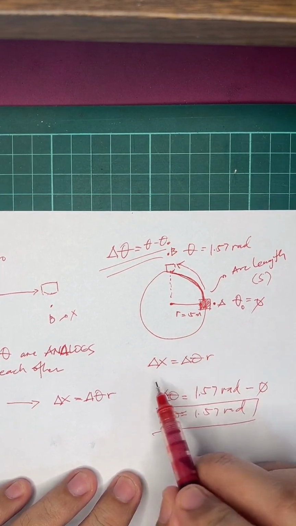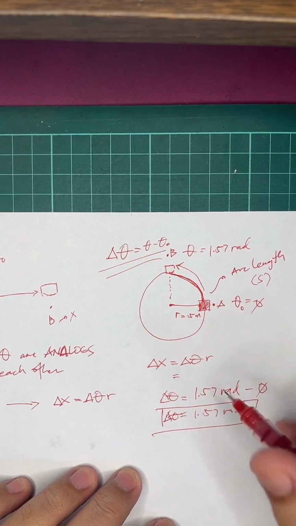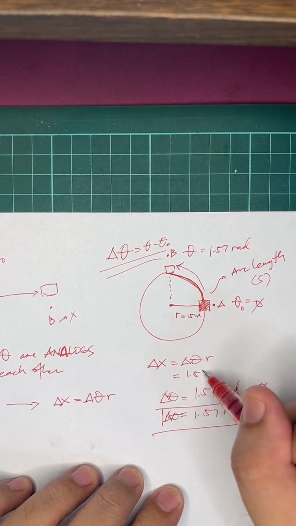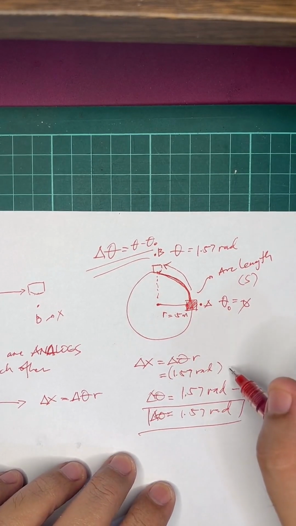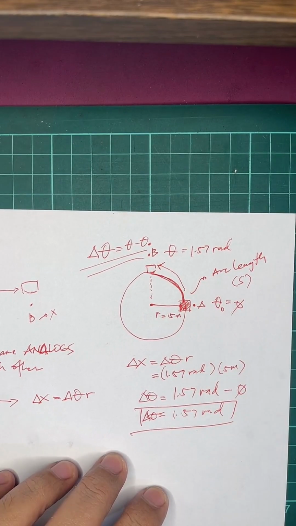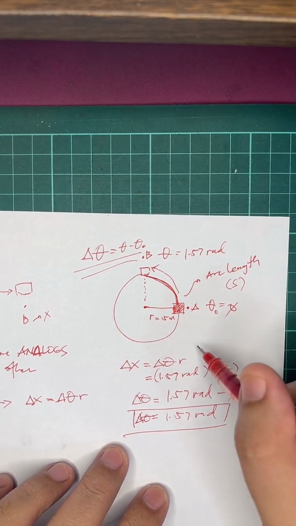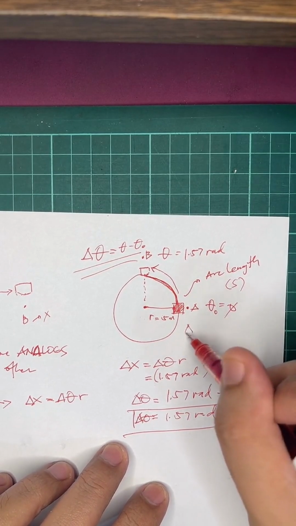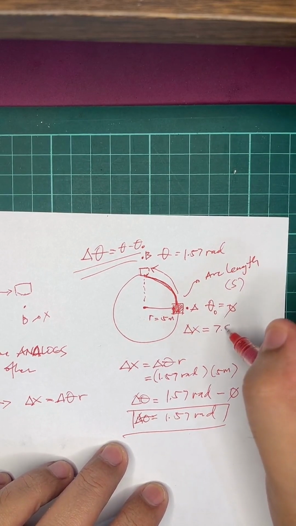Now, to convert this into linear, we make use of this equation here, substituting 1.57 radians and then multiplying it by the radius of 5 meters. And we come to find that delta x is equal to 7.85 meters.